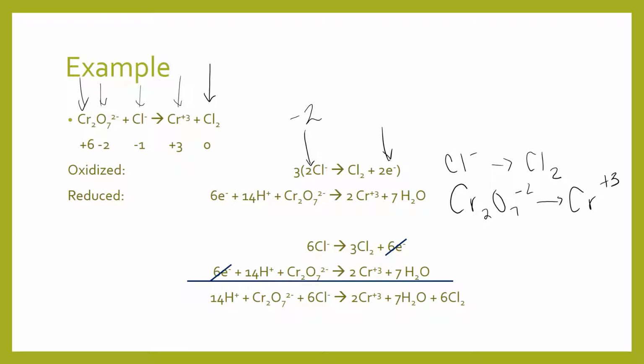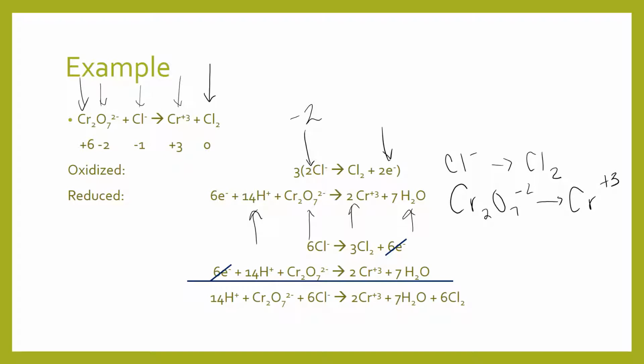For the reduced half reaction, the first thing we want to do is balance chromium by throwing in a 2. Then you'll notice we have 7 oxygens on the left-hand side, so we need 7 oxygens on the right. That's where this 7H2O comes into play. By adding 7 waters, you have added 7 oxygens to this reaction. However, you've also added 14 hydrogens. So to balance that out, we're going to add H+ ions.